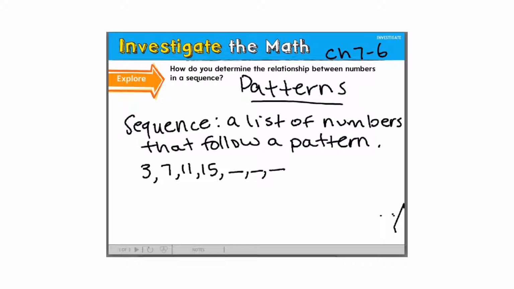So you would have to see between these numbers, it looks like they're adding 4 each time, because 3 plus 4 is 7, 7 plus 4 is 11, 11 plus 4 is 15, and so then that way you could figure out if you add 4 to 15, you'd get 19, and then if you added 4 to 19, you get 23, then if you added 4 to 23, you get 27. So that would be the next 3 numbers in the pattern would be 19, 23, and 27, because we add 4 each time. So a term is the number, each number that's in the list.